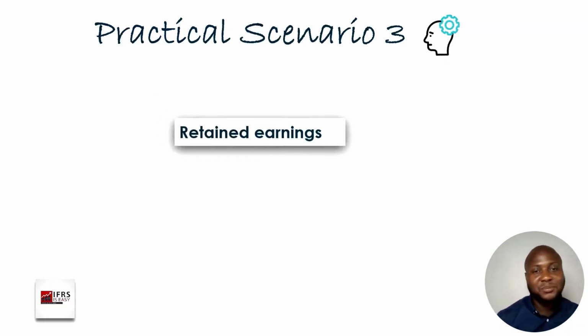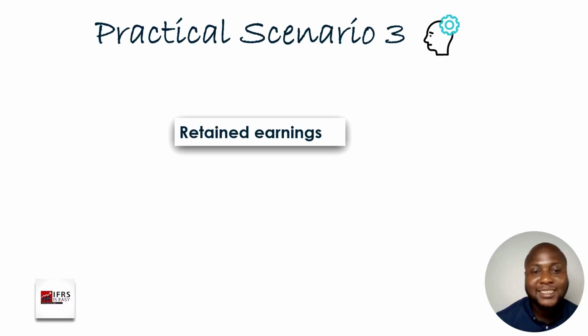Now the next one is retained earnings. Retained earnings is simply the profits that are retained, that are not distributed to the shareholders at the end of the year. And so you notice that your retained earnings is also part of your equity because they invariably belong to your equity shareholders.